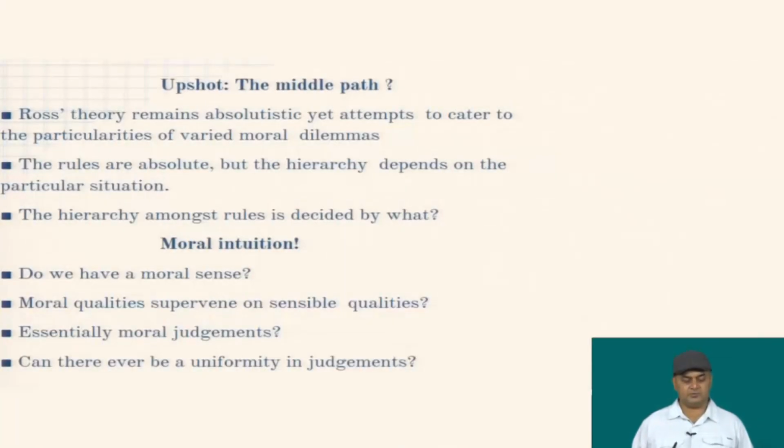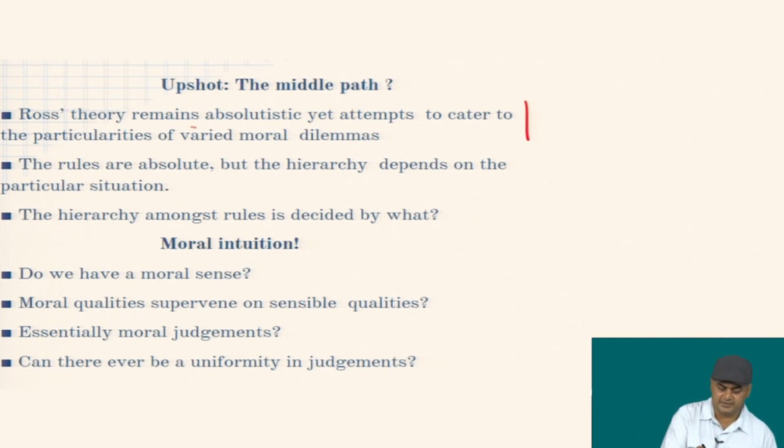Now, so what is the upshot? Well, is it the middle path that Ross is talking about? Ross's theory remains absolutistic, yet attempts to cater to the particularities of varied moral dilemmas. I will pause here to spend a moment on this particular point. Does this sound paradoxical or self contradictory? Let us take a look at this.